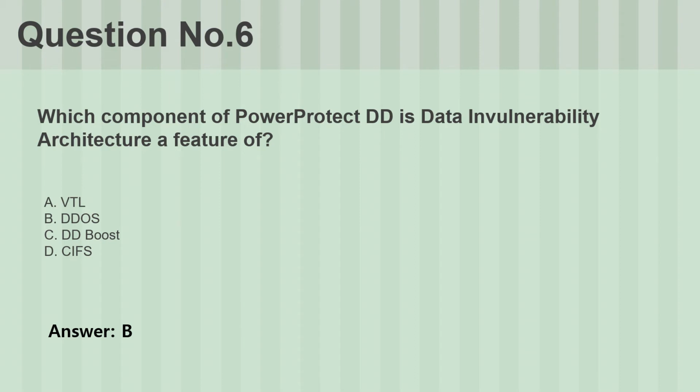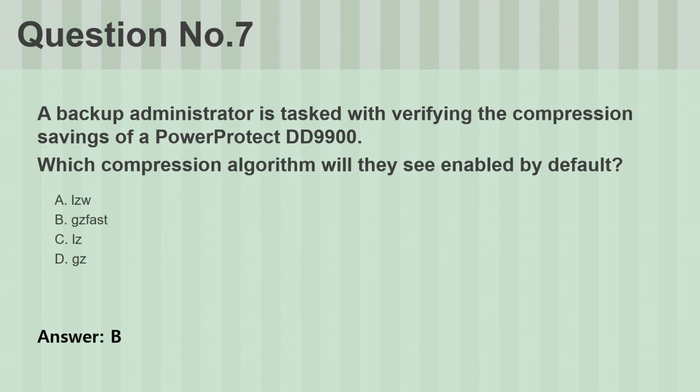Question number 6. Which component of PowerProtect DD is data invulnerability architecture a feature of? A. VTL. B. DDOS. C. DD Boost. D. CIFS. Answer: B. Question number 7. A backup administrator is tasked with verifying the compression savings of a PowerProtect DD9900. Which compression algorithm will they see enabled by default? A. LZW. B. GZ fast. C. LZ. D. GZ. Answer: B.